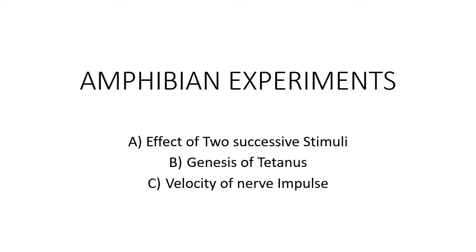Today we are going to learn three new things. First one is the effect of two successive stimuli, second one is genesis of tetanus, and third one is velocity of nerve impulse.